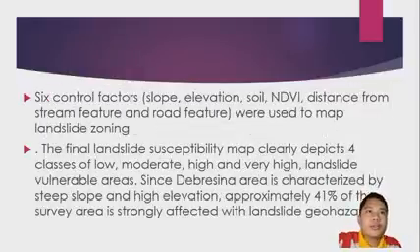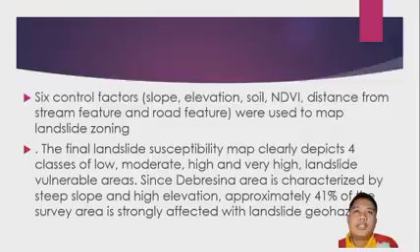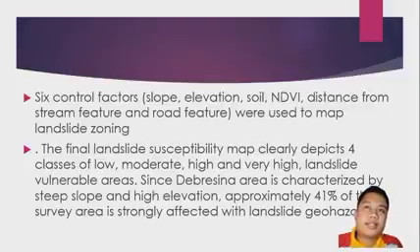Ang 6 control factors naman sa pagmamap ng landslide, ito yung slope, elevation, soil, NDVI, distance from stream feature, and road feature. Ito yung 6 na factors na to. Ito yung ginamit nila para mamap yung landslide. Kung saan ay nagkalagay sila sa mga high points, sa mga prone landslide points ng mga handheld GPS para malaman nila yung traces ng previous and current landslide.